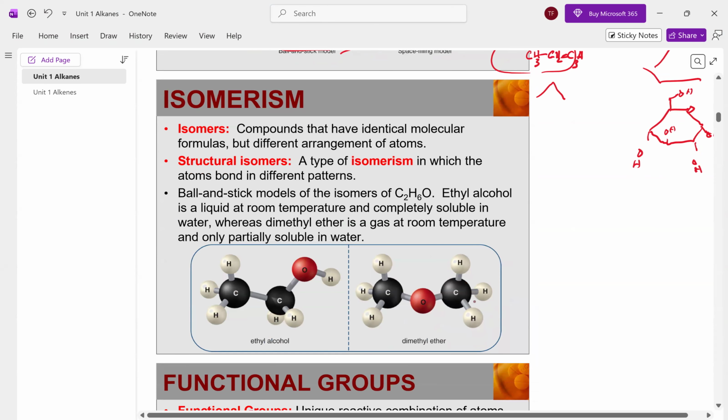Okay. There's another term that you might have gone over in 305. That's something called isomers. An isomer has the same formula, but different structures. For example, that right there, C2H6O, has 2 isomers.